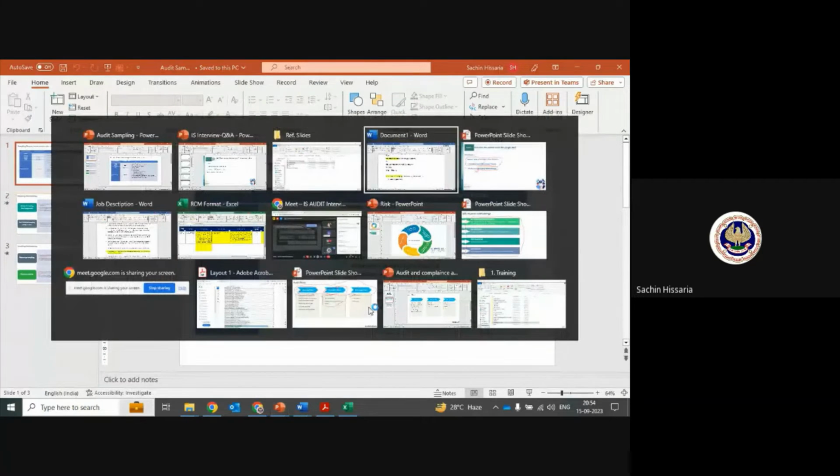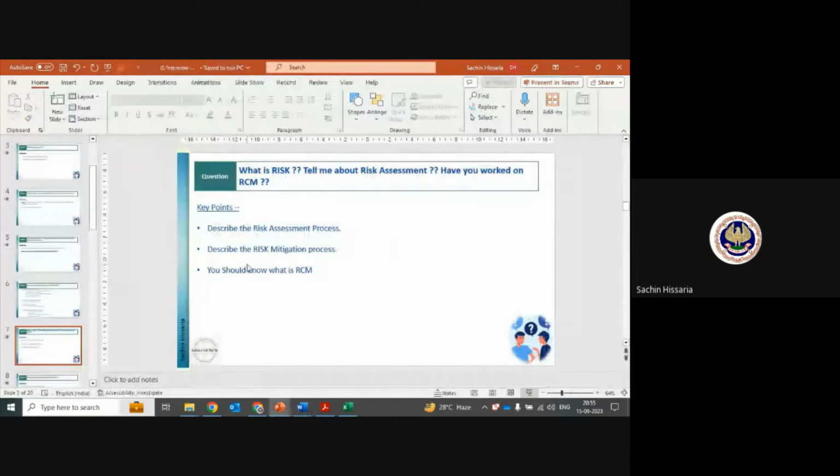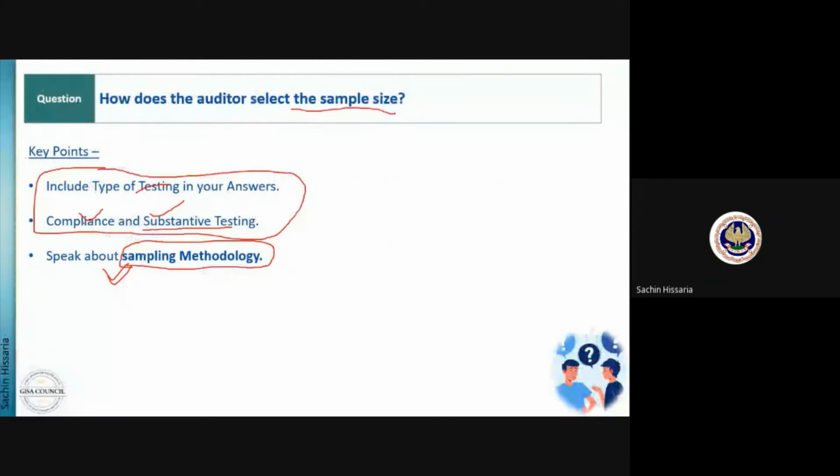So basically, compliance testing and substantive testing, what is substantive testing? Where the data is involved, or where you do an analysis of data. As an auditor, we are doing an analysis of data, so that is like a substantive testing. So we need to tell about this as well. What is a compliance testing? Compliance testing involves the verification of process, whereas substantive testing involves the verification of data.